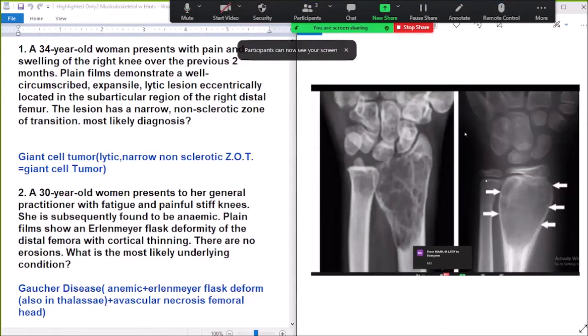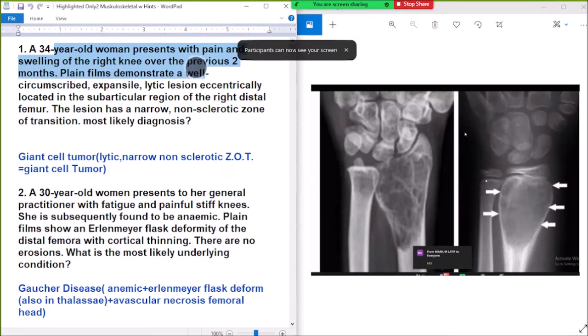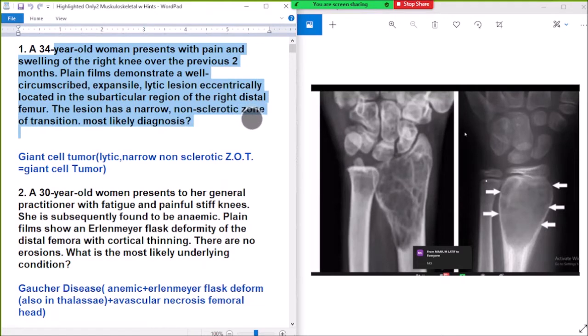Bismillahirrahmanirrahim. Question number 1. A 34-year-old woman presents with pain and swelling of the right knee over the previous 2 months. Plain film demonstrates a well-circumscribed lucent lesion eccentrically located in the subarticular region of the right distal femur. The lesion has a narrow non-sclerotic zone of transition. Most likely diagnosis: giant cell tumor.